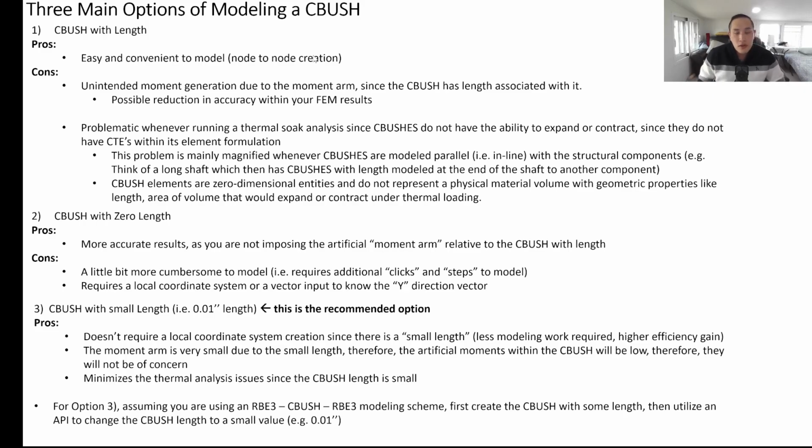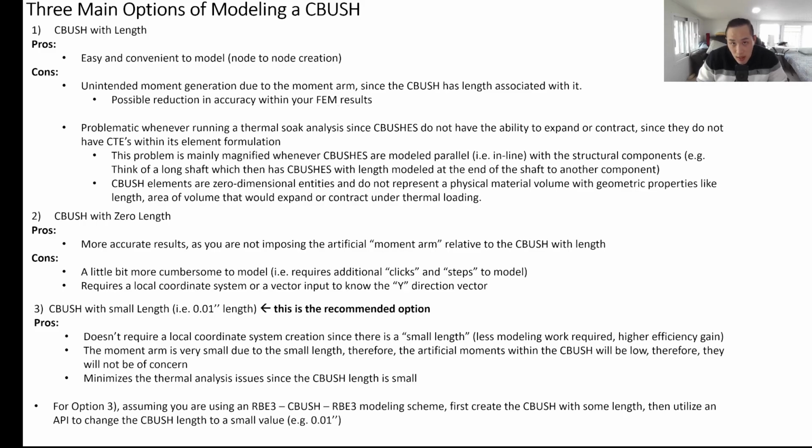Okay, so let's review the pros and cons for each of the three main options I mentioned previously. For the CBUSH with length, the pro is that it is easy and convenient to model since it is simply a node-to-node creation. Now, the main con is that you may induce unintended moment generations due to the moment arm, since the CBUSH has a length associated with it. Therefore, you may get a possible reduction in accuracy within your FEM results.